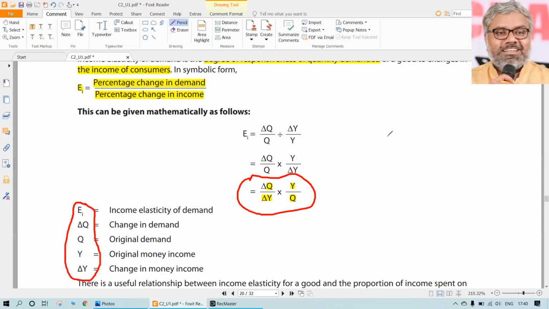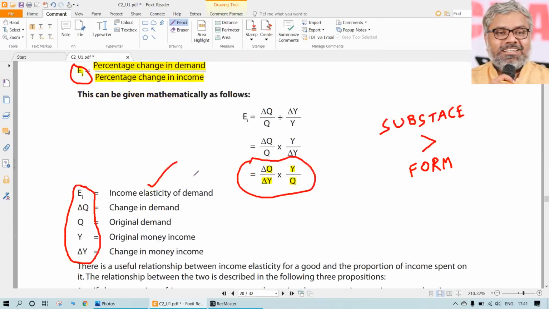What matters is the substance over form always. Substance matters. So what does each of these letters indicate? That matters. So keep this in mind. This is a normal thing always to be kept in mind. Substance is always greater than form, right? So form is what, here we are using these words. Form is just the way they look. We are using the word EI. EI is the form. It's okay. We use it. But the important thing is this: that is income elasticity of demand.